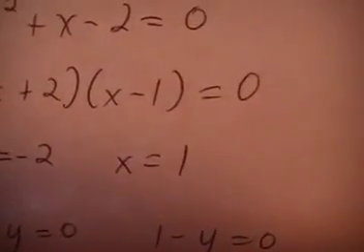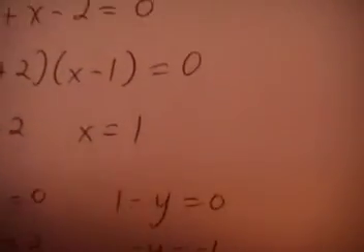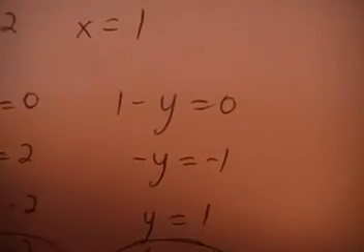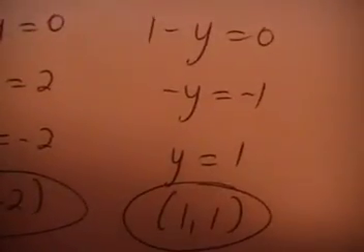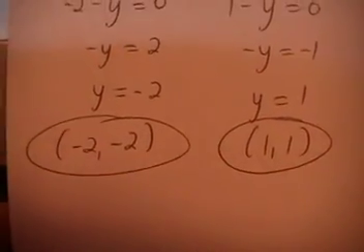Do the same thing with the 1 answer. Plug 1 into x. 1 minus y equals 0. Subtract 1. Divide by -1 and y equals 1. So x is 1 and y is 1. There's two answers here, -2, -2, and 1, 1. That's all you have to do.